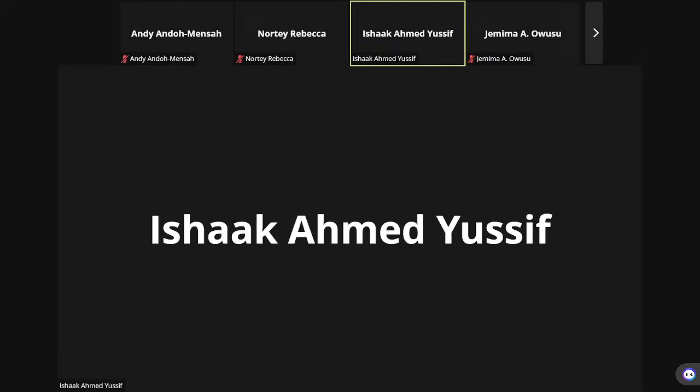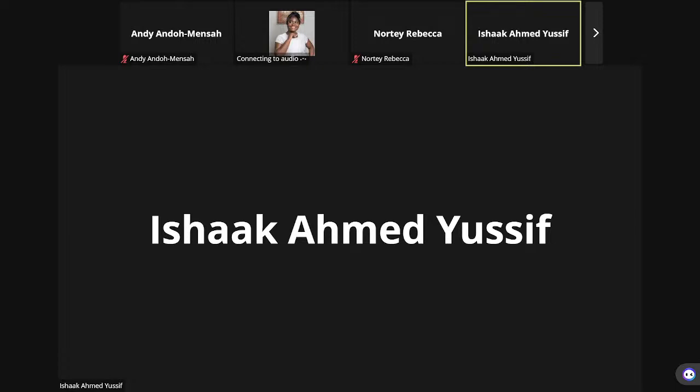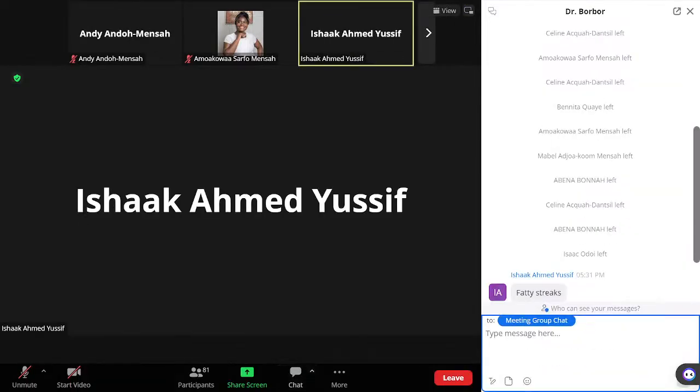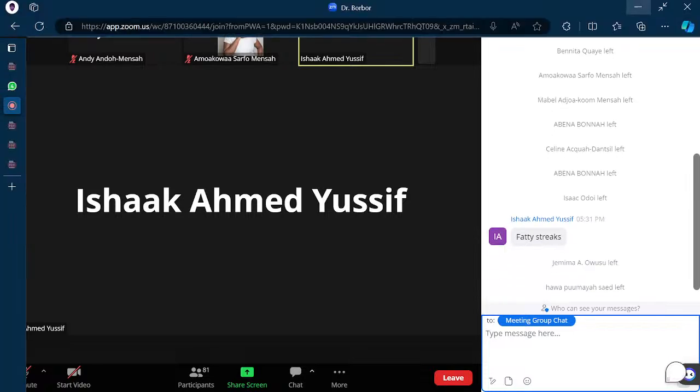So what I'm saying is atherosclerosis is the main driver of peripheral artery disease. And we are saying that for atherosclerosis to start, you should have certain risk factors. Some of the risk factors are uncontrolled hypertension, diabetes, dyslipidemia, and smoking. All these are risk factors for atherosclerosis.